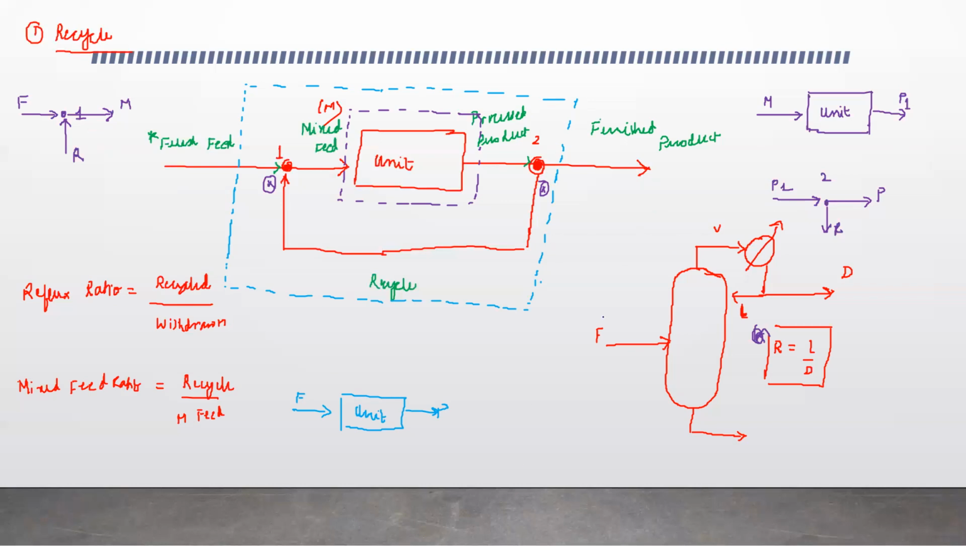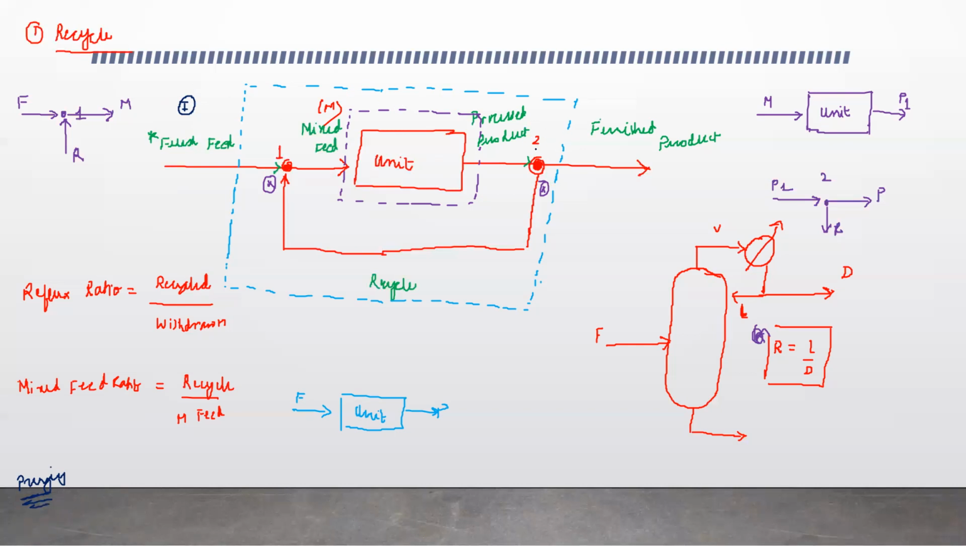Then since we are discussing recycling operation, let's also discuss another interesting operation, which is slightly associated with the recycling operation. And that operation is known as purging. Okay, now what is purging? So let's say there are some inerts in this feed. And let's say this inert will go through the unit unaffected because it's inert, right? So it is going to go through the unit. It's not going to be affected at all.